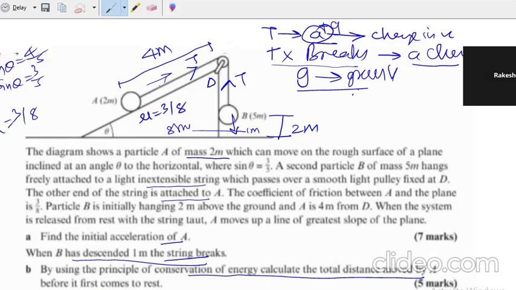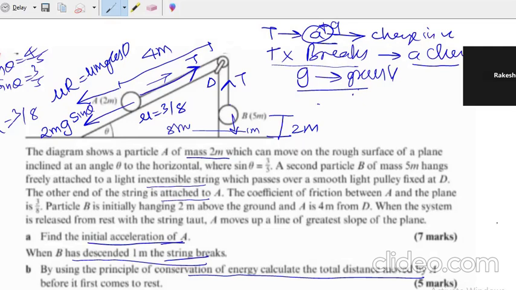First, it says find the initial acceleration of A. That is when it was taut. So you see there will be a force acting downwards. That will be mg sine theta, so it will be 2m g sine theta. This force is acting downwards, but this is going upwards. So there is friction also opposite to this. What's that? That's mu R, and R is mg cos theta, so it is mu mg cos theta. So this is the friction, and tension is acting here. So the resultant of all of these is the acceleration.